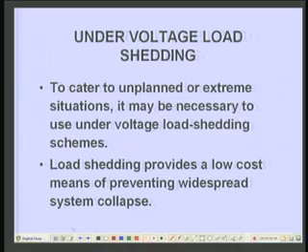The next step which I have discussed was the under voltage load shedding. Now, to cater to unplanned or extreme situations, it may be necessary to use under voltage load shedding schemes. The load shedding provides a low cost means of preventing widespread system collapse, in the sense that before the system collapses, it is better to do some load shedding and relieve the system from the overloading.